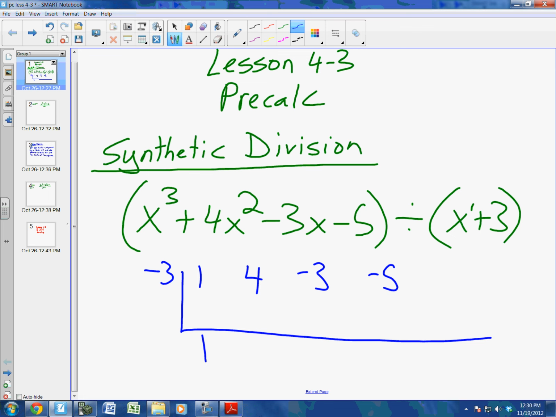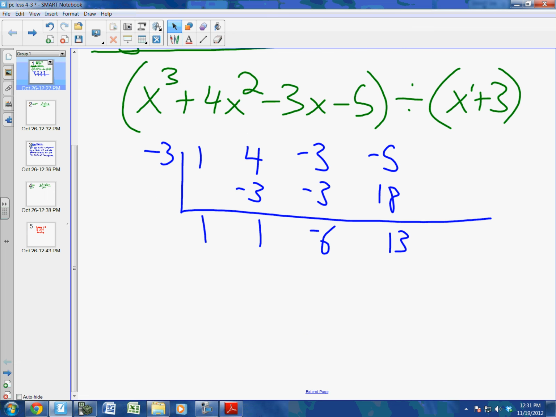Okay, let's see if you got it right. Here's how you do it. Negative 3 times 1. You multiply these two numbers together, you get negative 3. Then what do you do? Yeah, 4 plus negative 3 is 1. Then negative 3 times 1 is negative 3. Add, what do you get? Negative 6. Negative 3 times negative 6 is 18. Add, what do you get? 13.